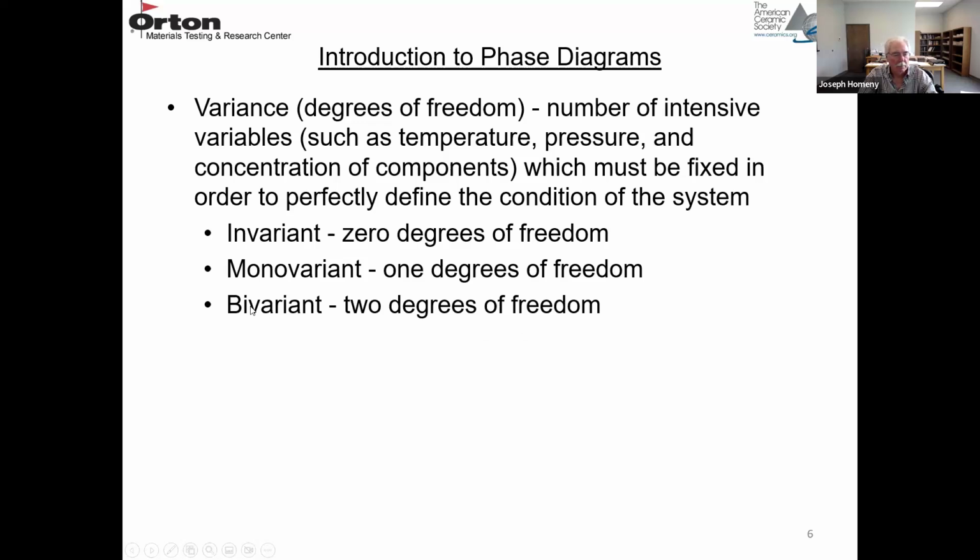So in a bivariant situation, for example, you have to specify 2 conditions, such as temperature and concentration, to describe the condition of the system. Monovariant, you would only have one condition to set, and invariant, you have 0 degrees of freedom, so you don't have to set any of the conditions or variables.